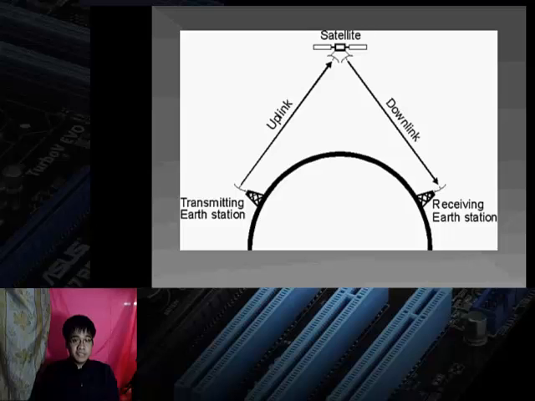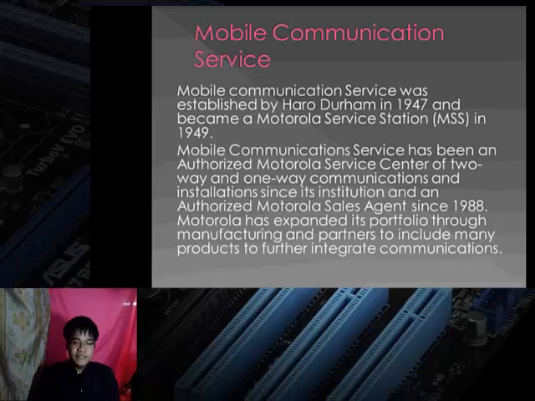Mobile Communication Service. Mobile Communication Service was established by Harry Durham in 1947 and became a Motorola Service Station, or MSS, in 1949. Mobile Communication Service has been an authorized Motorola service center of two-way and one-way communications and installation since its institution and an authorized Motorola sales agent since 1988.